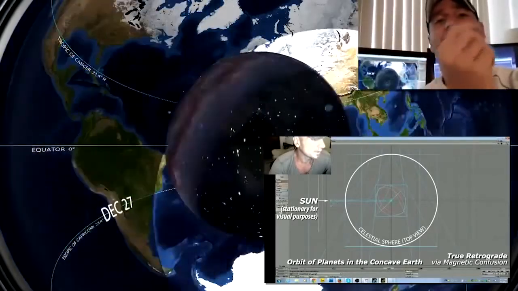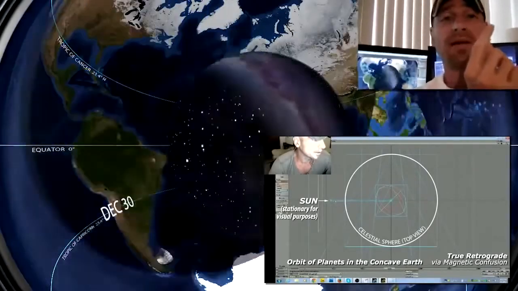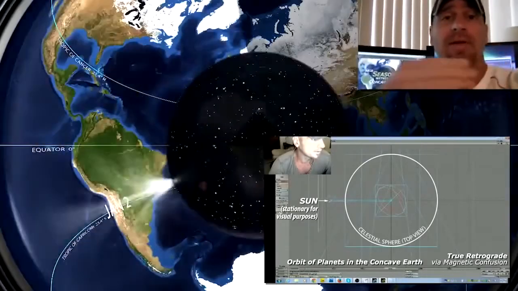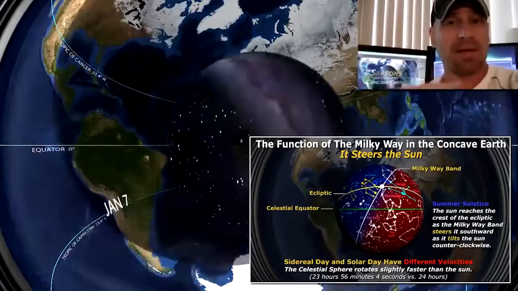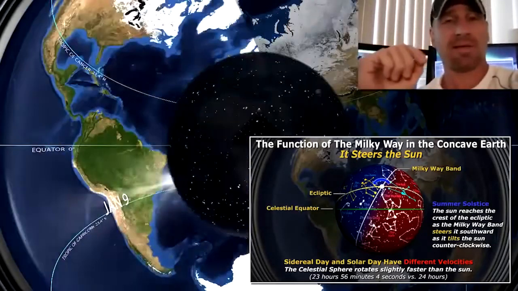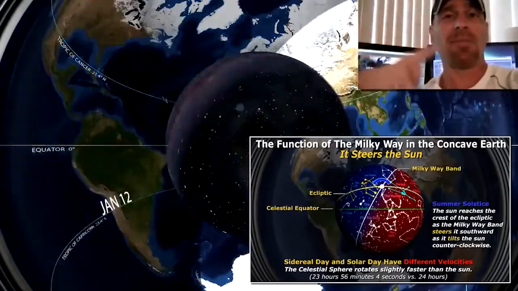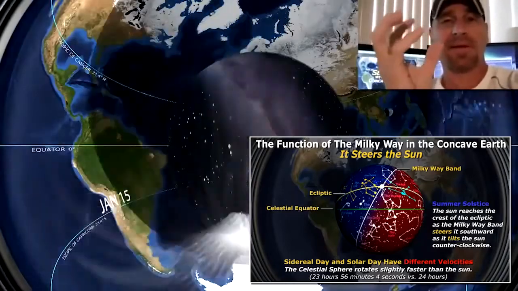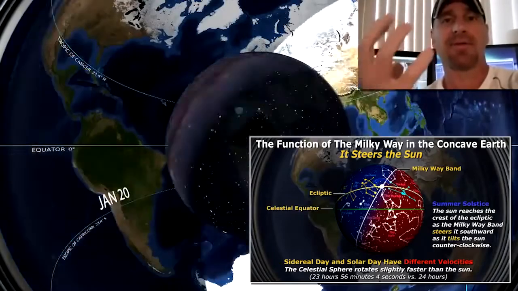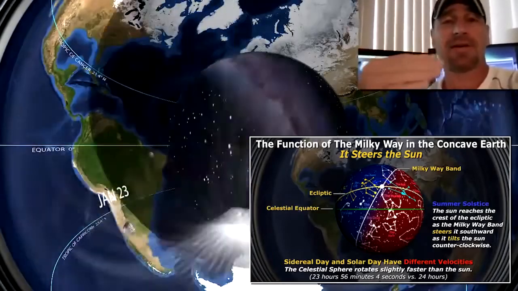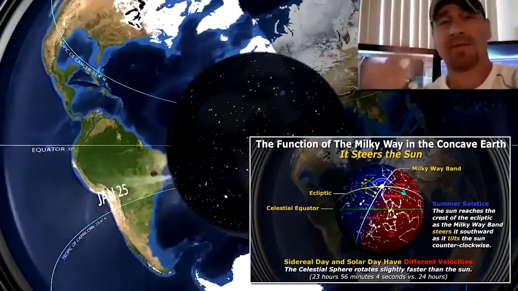Mercury and Venus, they're going to be orbiting the sun. So when they go behind the sun, they're going to get confused as well. So that's how retrograde happens within the concave Earth. The Milky Way band, it's a band, it's not a spiral galaxy. It's actually a literal band that separates the celestial sphere into two different hemispheres, two different magnetically influenced hemispheres that actually steer the sun. So the Milky Way band has a function.